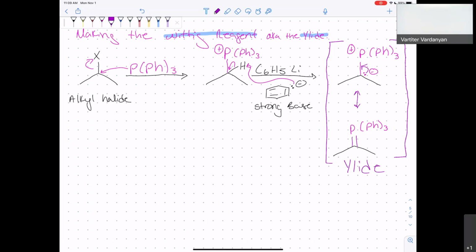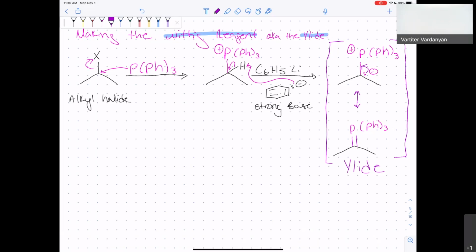So if you ever see an alkyl halide and then you have 2 arrows, one is PPh3 and one is C6H5Li, you know that we're making the ylide. And we know that that is part of the Wittig reaction. So that's going to be a dead giveaway. If you ever see those things, you're doing the Wittig reaction. If you ever see PPh3, dead giveaway, Wittig reaction.